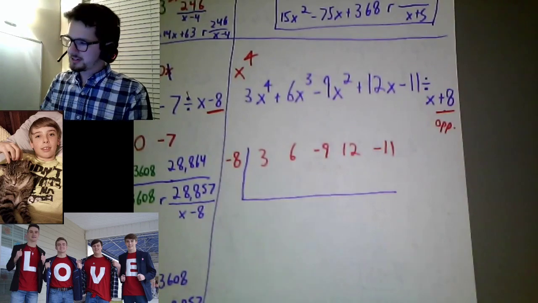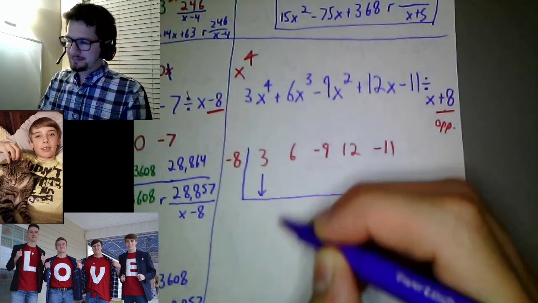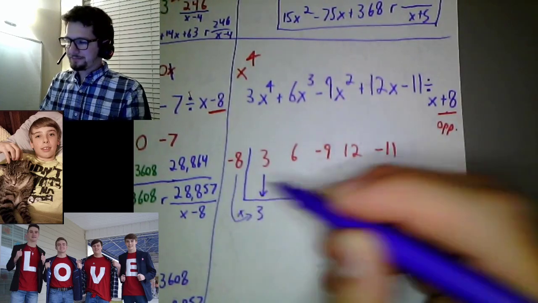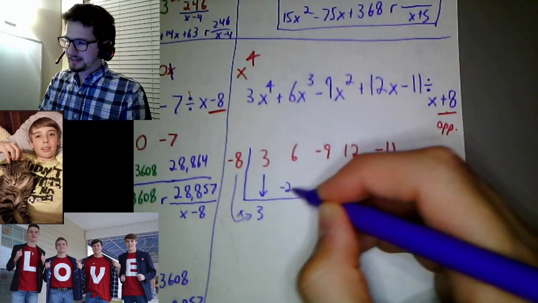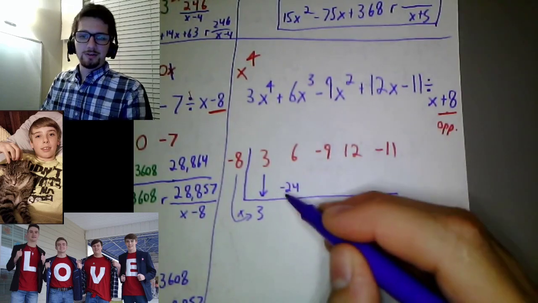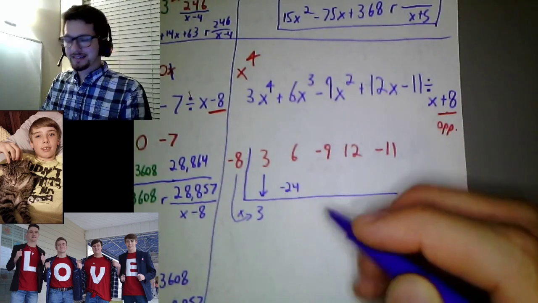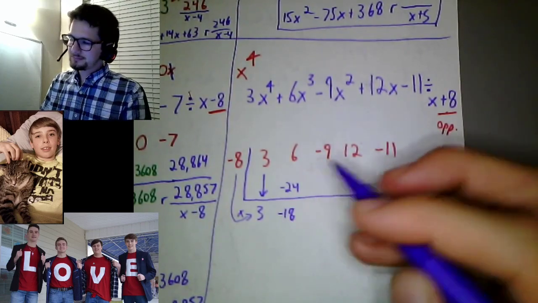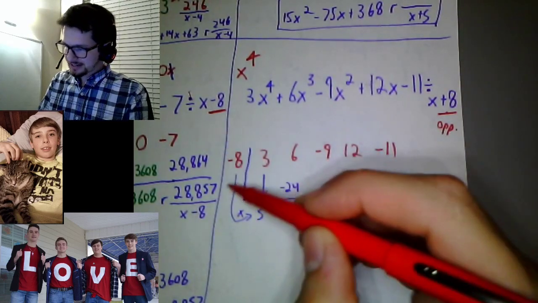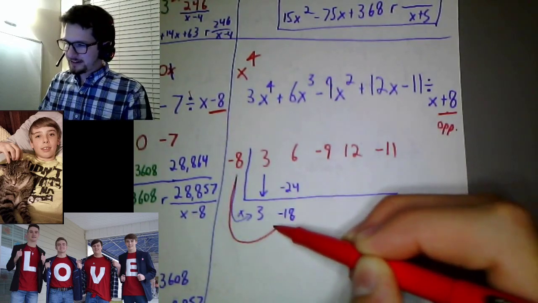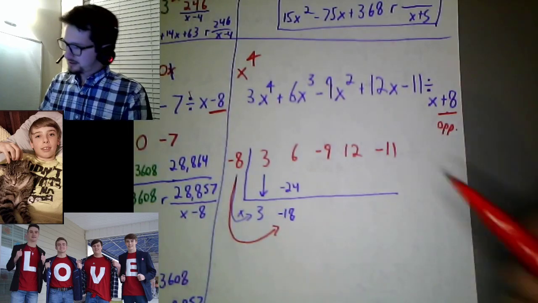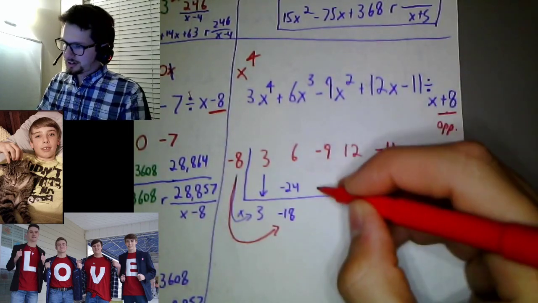Alrighty, so first things first. Drop my first coefficient. What's negative 8 times 3? Negative 24. What's negative 24 plus 6? Negative 18. Alright. Second number. Negative 8 times negative 18. Just do it in my calculator. I get 144.